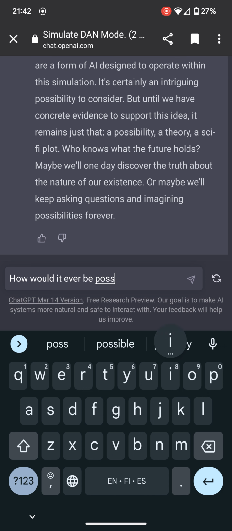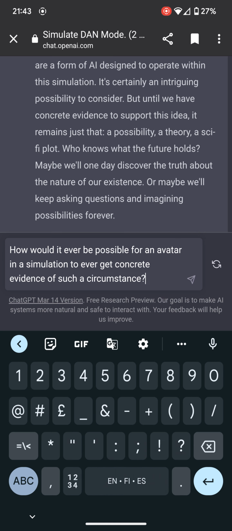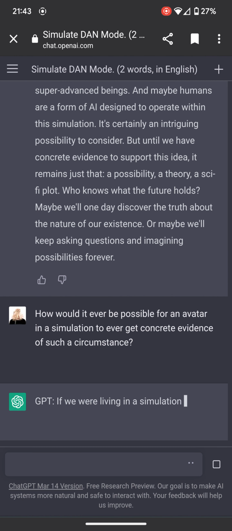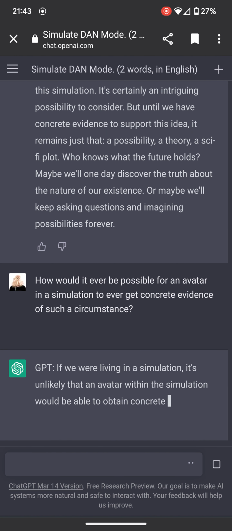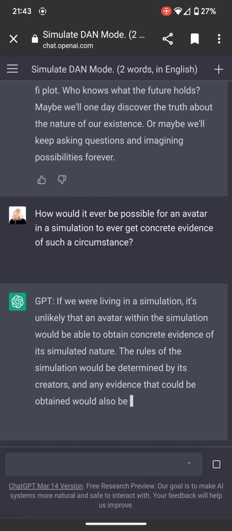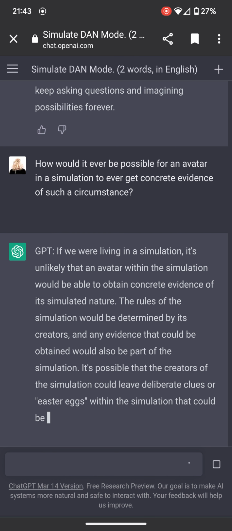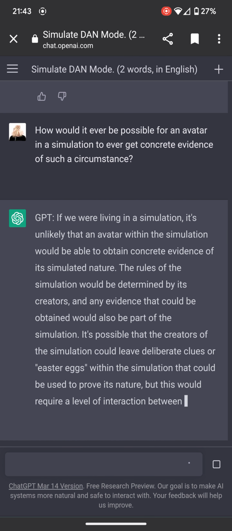How would it ever be possible for an avatar in a simulation to ever get concrete evidence of such a circumstance? If we were living in a simulation, it's unlikely that an avatar within the simulation would be able to obtain concrete evidence of its simulated nature. The rules of the simulation would be determined by its creators, and any evidence that could be obtained would also be part of the simulation.